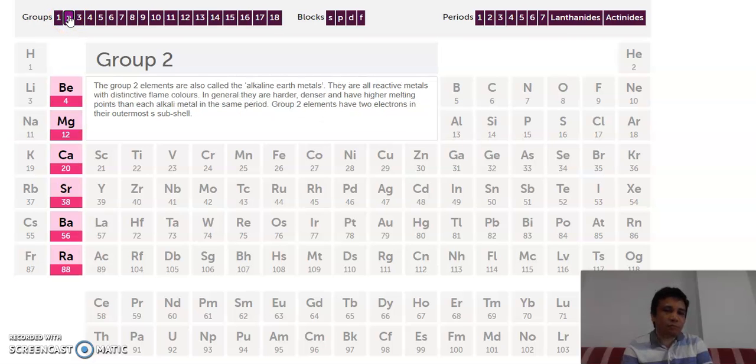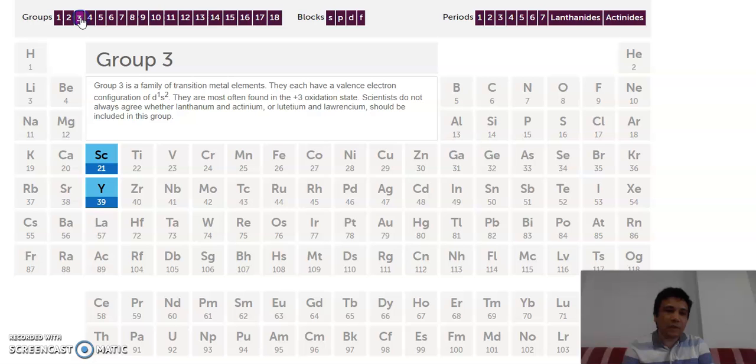In group 2, there are 6 different elements. Those are known as alkaline earth metals. The hydroxides of those metals are also alkaline, and they are available in the earth, especially beryllium, magnesium, calcium, strontium, and barium. But radium is not stable because it is radioactive.